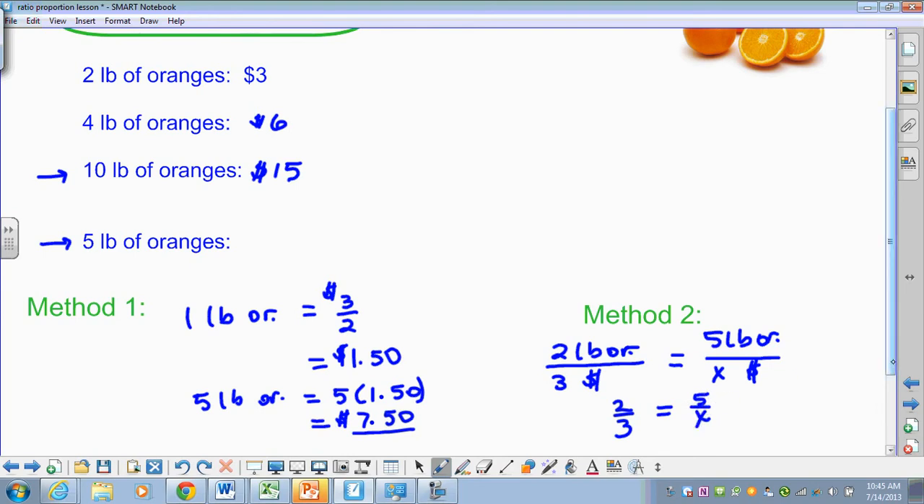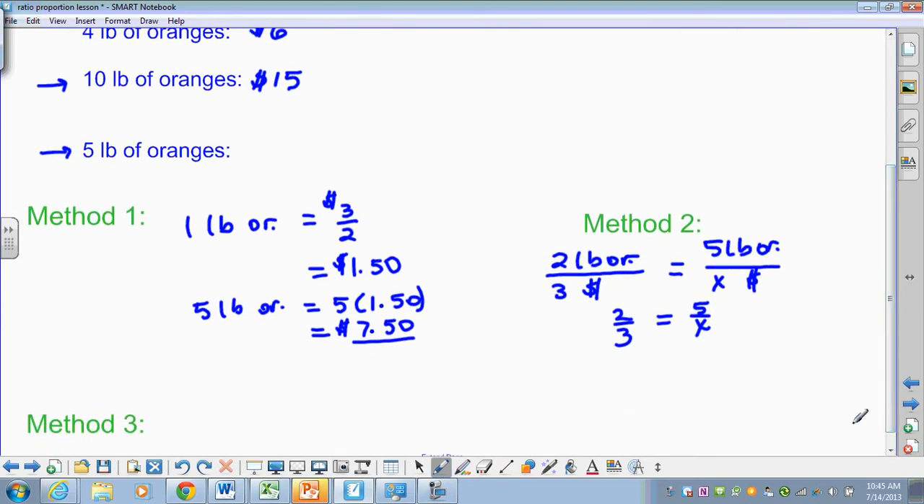And the way we typically solve these equations is to cross multiply. Just as a refresher, if you have a single fraction on the left-hand side and a single fraction on the right-hand side, then you can cross multiply. That means 2 times x will be equal to 3 times 5. That's a very good technique to solve equations when you have single fractions on either side. So here we're going to have 2x equals 15. And to solve for x, since this is being multiplied by 2, divide both sides by 2. x equals 15 over 2, which is also $7.50. Okay, so we got the same answer that way.